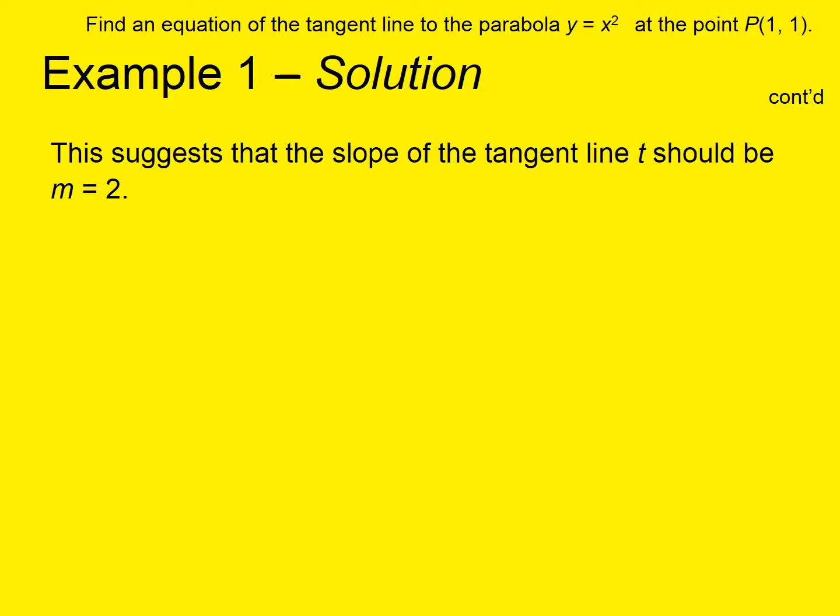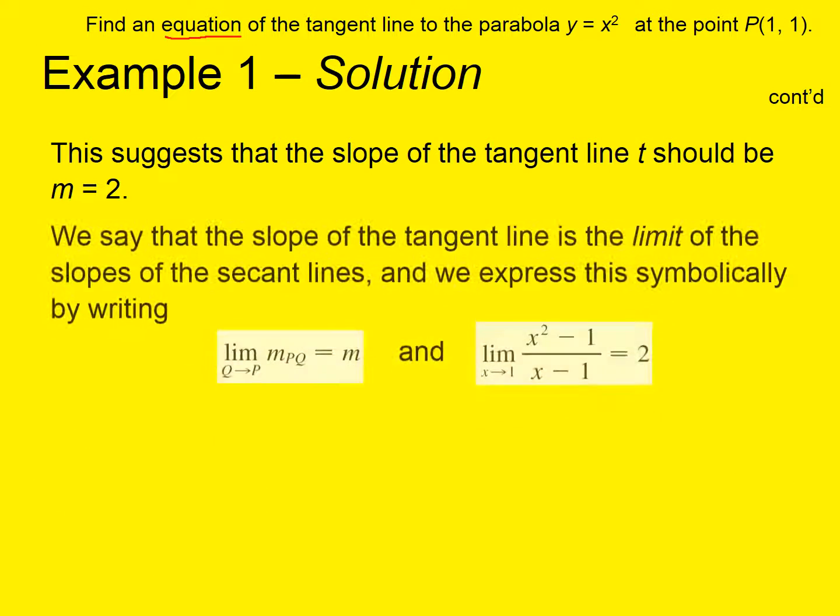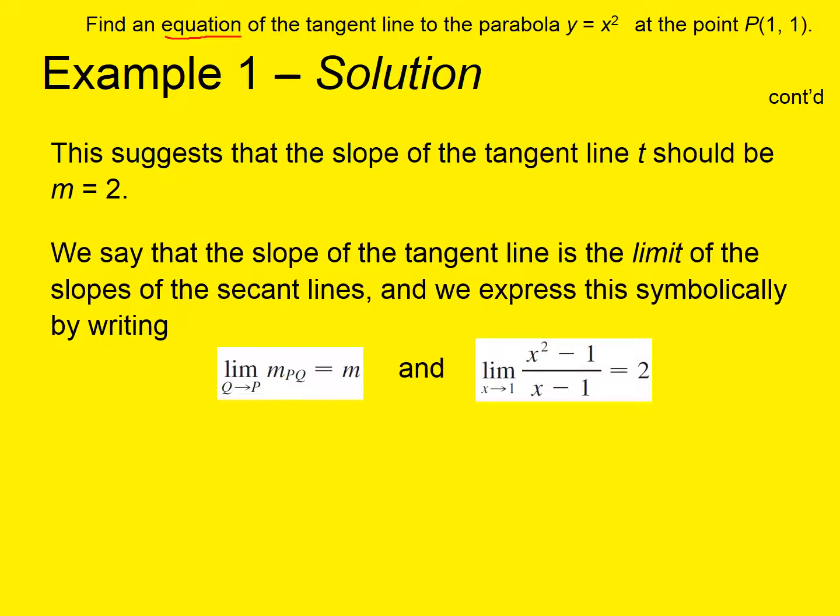Okay, so this suggests that the slope of the tangent line t should be m equals 2. Of course, if we were to find an equation of the tangent line to the parabola at that particular point, the equation is going to be different for different points. We say that the slope of the tangent line is the limit of the slopes of the secant lines, and we express this symbolically. Okay, so we were getting a limit because x was getting closer and closer to 1, and so what's the limit?